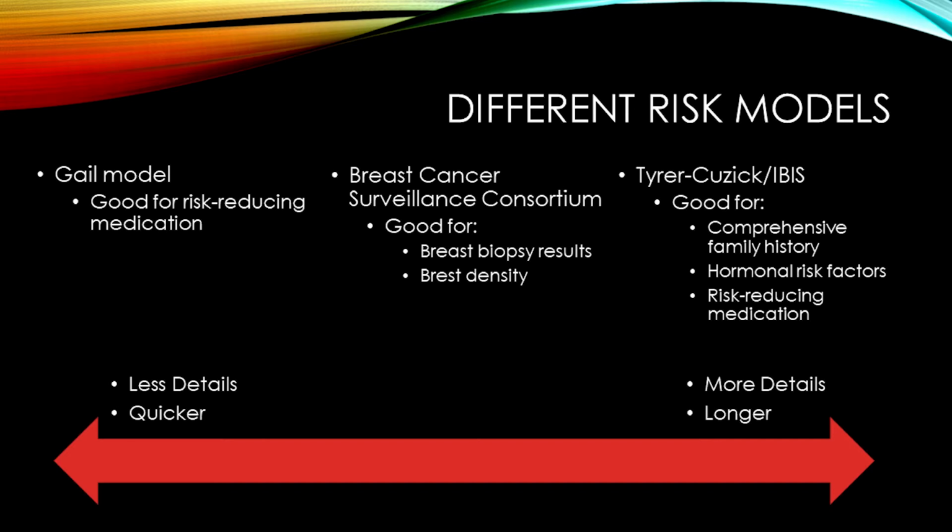Each of these models has pros and cons. The Gail model has been around the longest and is the quickest to use, but may underestimate risk in women with a more extensive family history, including second-degree relatives. The BCSC model is the only model that includes breast density, so it can be useful for women who have had a previous mammogram. The IBIS model incorporates second-degree relatives into the prediction algorithms.